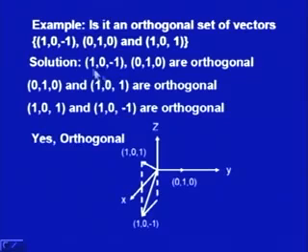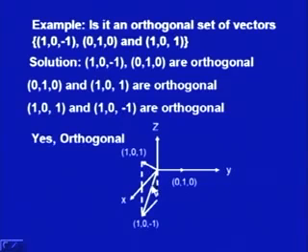Another vector, 1 0 minus 1, is this vector, which is on the x z plane. The third vector is 0 1 0, which is the y vector. These two vectors are lying on the x z plane, and the y axis is perpendicular to the x z plane. So these three vectors are orthogonal.